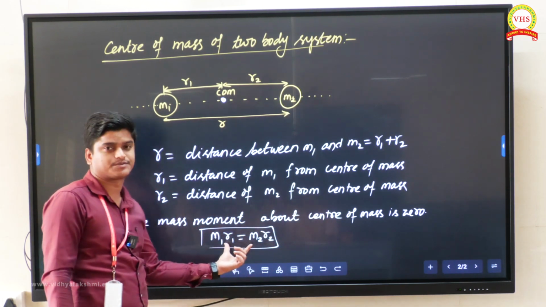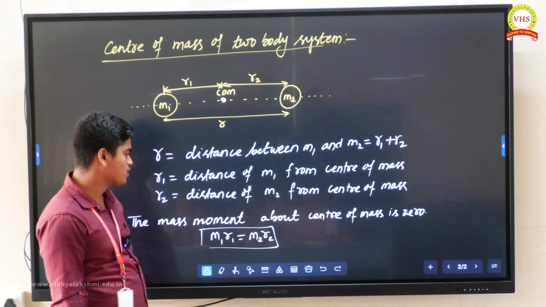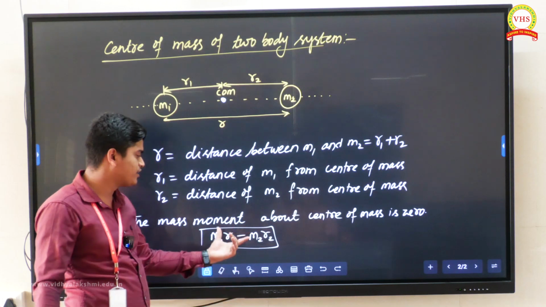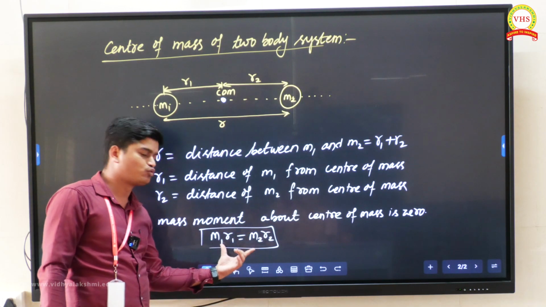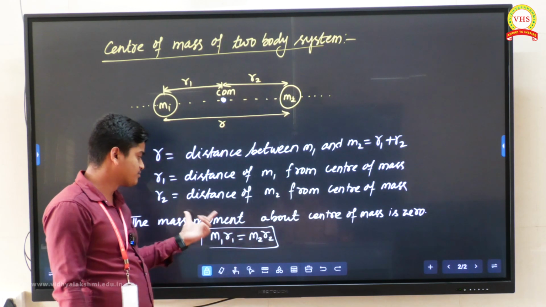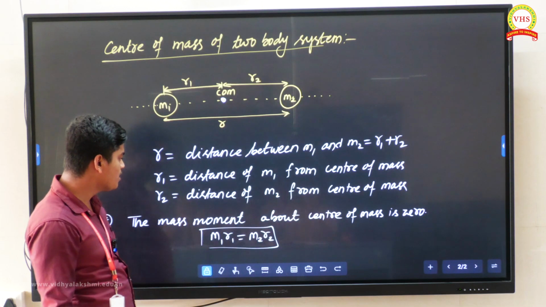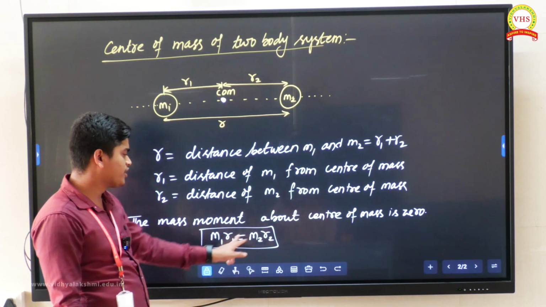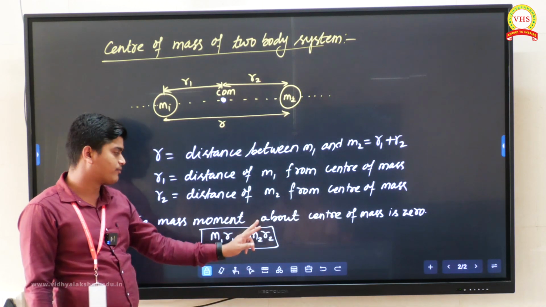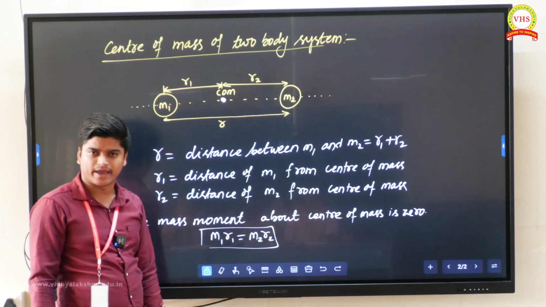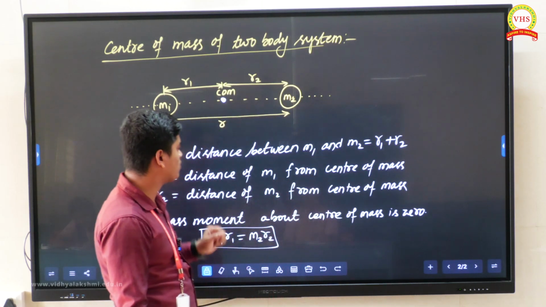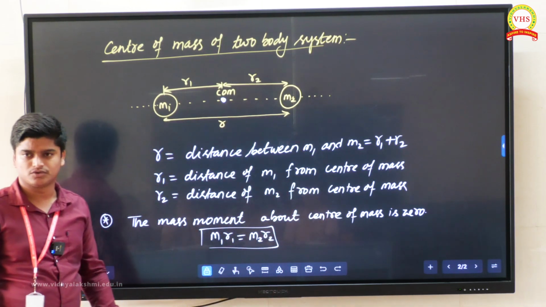Mass moment is a vector quantity, but just as we write M1 V1 equal to M2 V2, here we are doing it magnitude-wise. Remember, mass moment is a vector. Now M1 R1 equal to M2 R2. Clear? Now from here, if I want to find R1 I can find it, and I can find R2. Then here is one equation and here is another, so two equations are there, because R equals R1 plus R2.